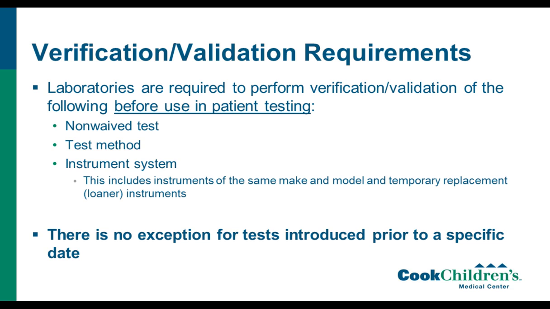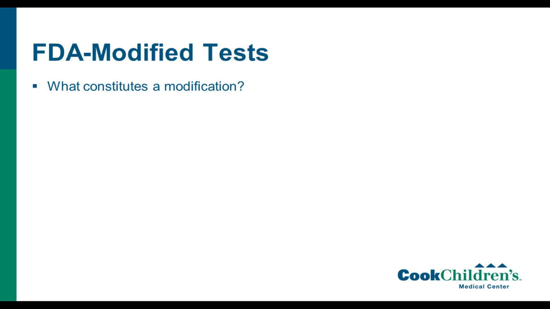And CAP specifically states that this includes not only instruments of the same make and model, but also loaner instruments. So if something happens to your instrument and the manufacturer gives you a loaner instrument, you actually have to validate that as well. And there's no exception for tests introduced prior to a specific date. So if you have a test that was introduced back in maybe the early 2000s, you still have to have verification or validation records for that as well.